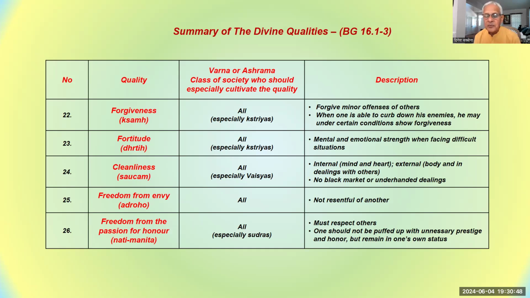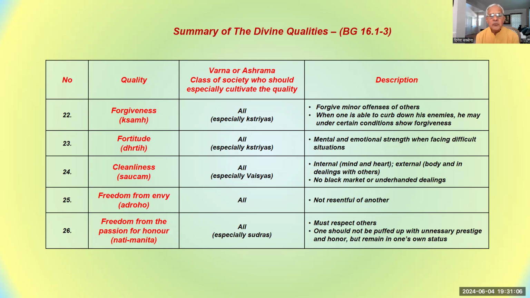No resentment for another. Freedom from the passion for honor. Nati manita: all, especially Shudras, must respect others. One should not be puffed up with unnecessary prestige and honor, but remain in one's own status.